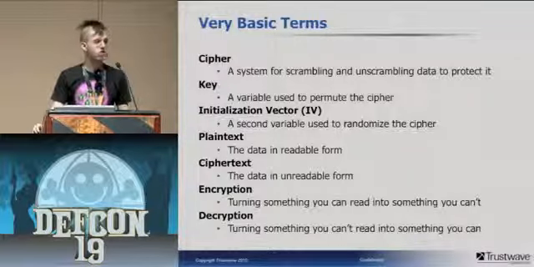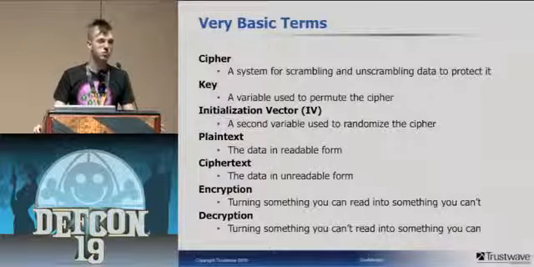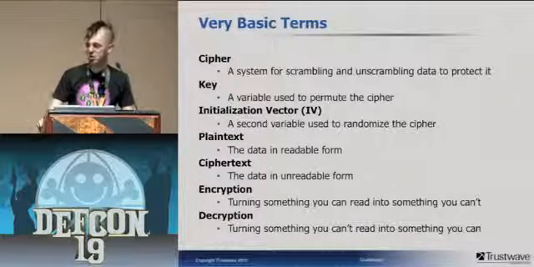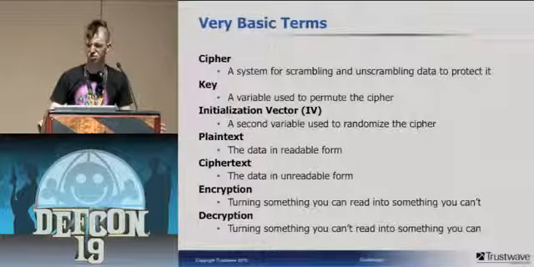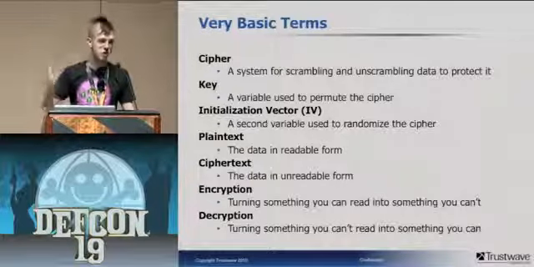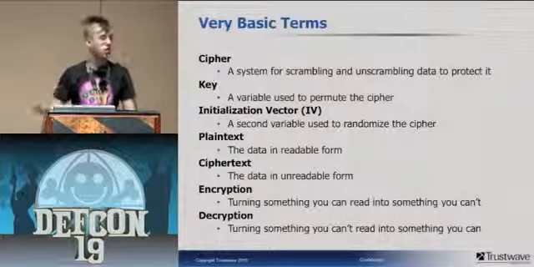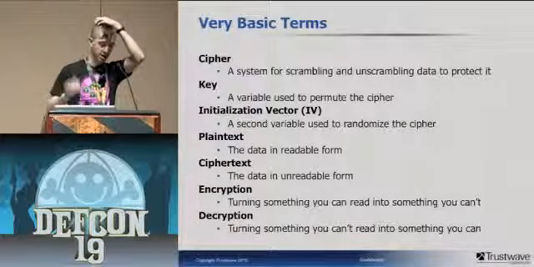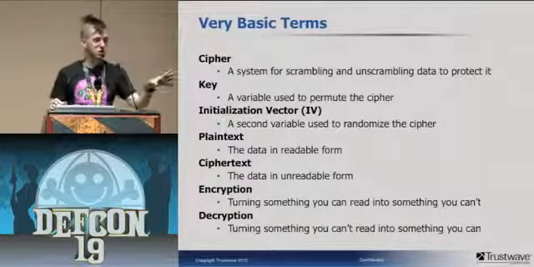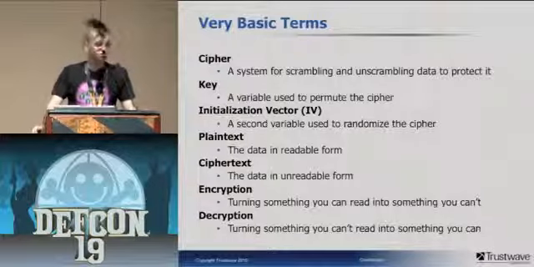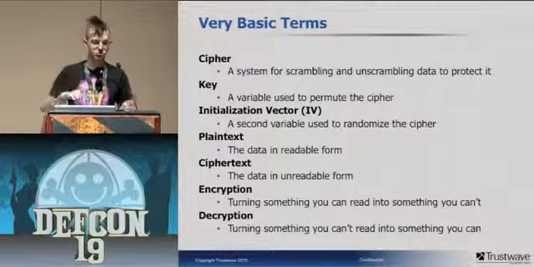The initialization vector is used in a similar way, but it's not always necessarily private. The idea of the initialization vector is almost as a second key, which doesn't necessarily need to be private, although in a lot of cases it should be. The point of the initialization vector is so that when you encrypt the same thing with the same key, you can change up the initialization vector and the ciphertext won't look the same. Plaintext and ciphertext are the unencrypted and encrypted versions of the message, the human readable and unreadable. And encryption and decryption are turning plaintext to ciphertext and vice versa.